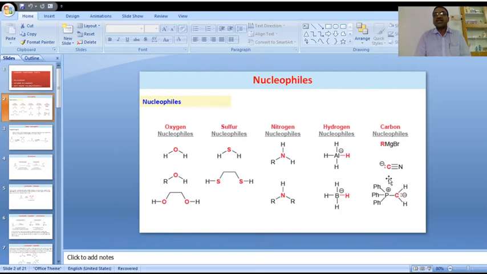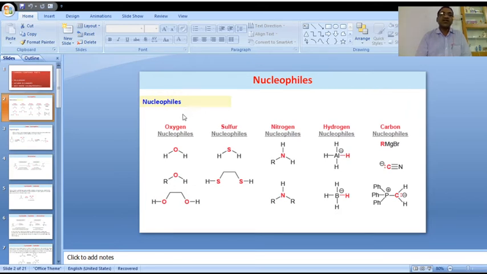This is another example, cyanide, CN minus. See here, the carbon atom gets the negative charge. It is another carbon nucleophile. This is also another carbon nucleophile. Triphenyl phosphonium ion is also an example of a carbon nucleophile. Is it clear, all of you?